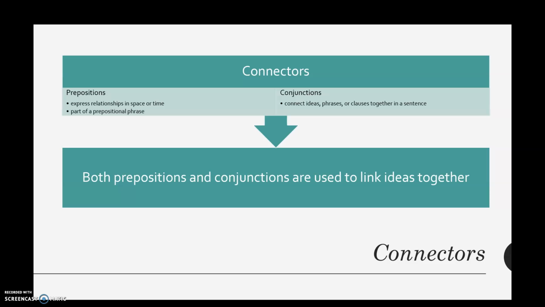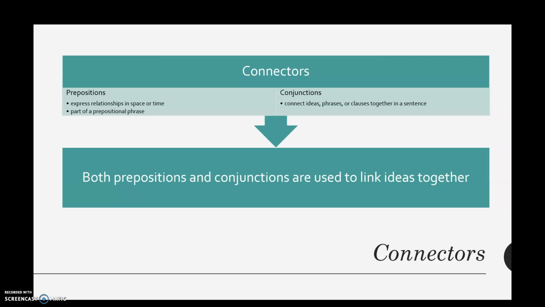The other type of connector is conjunctions, and conjunctions connect ideas, phrases, or clauses together in a sentence. These are words like and, but, sometimes then, while. If I said the cat ran and the dog slept, and would be connecting those two clauses, those two ideas together. If I said the cat and dog ran, and is then connecting the cat and the dog. So it helps us to see relationships between ideas by putting them together.